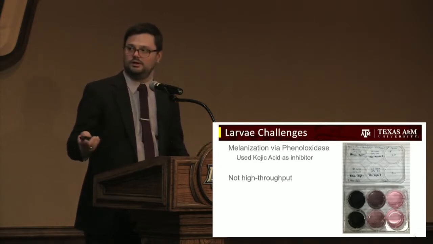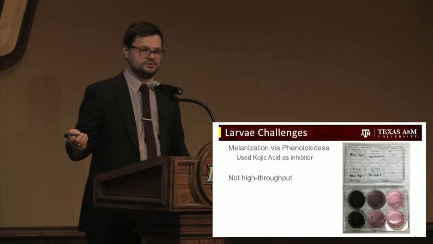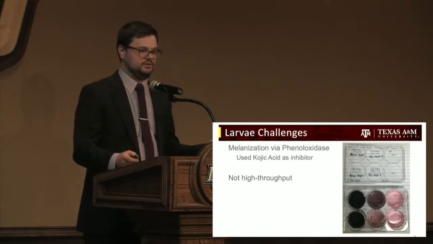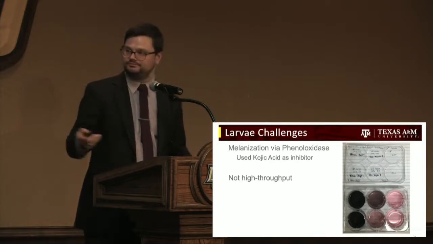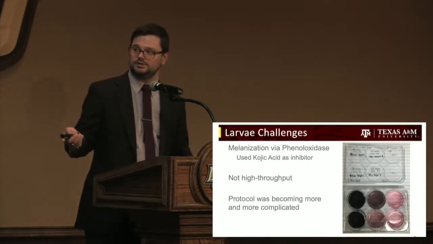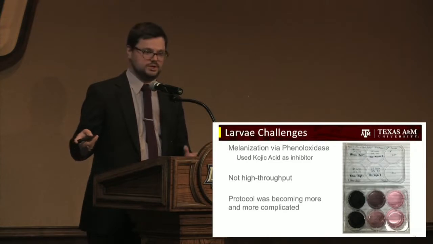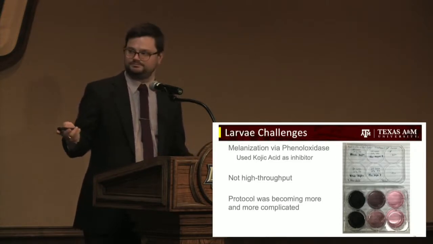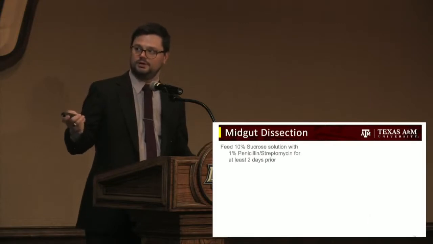And the other problem is that eviscerating larvae is just not high throughput. It takes an hour to eviscerate like 50 larvae, and you need a lot more larvae than that to really get enough cells from them to culture. And so the protocol is just becoming more complicated and not really worth it. So I moved on to midgut dissection.